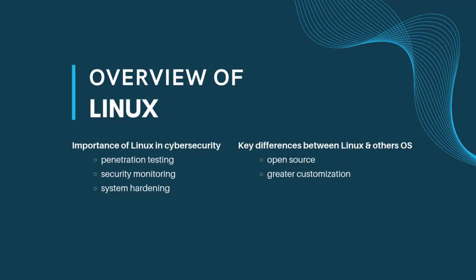What sets Linux apart from Windows or Mac OS? The biggest thing is that it's open source. That means anyone can look at the code, modify it, or contribute to its development. This creates a community-driven ecosystem and gives users total control. With Linux, you're not boxed in by vendor restrictions. You can build a system that fits your exact needs, securely and efficiently. That level of flexibility is gold in the cybersecurity world.